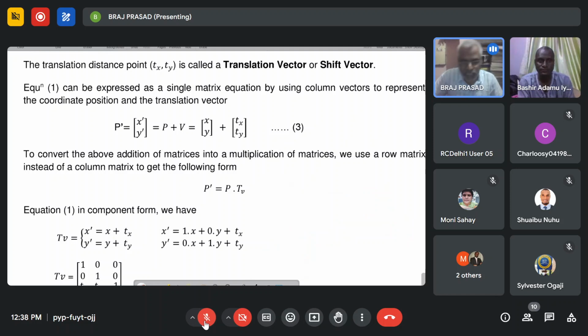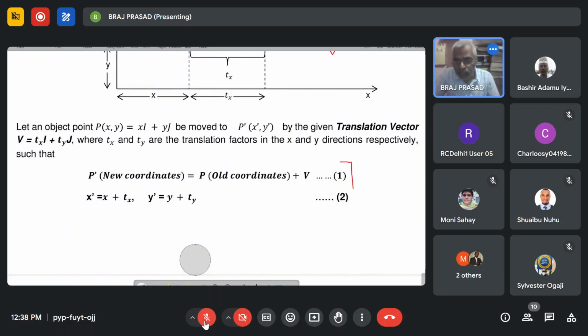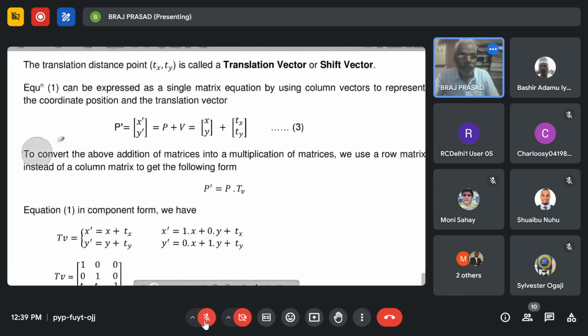Calculation of that coordinate will be simpler if we convert these mathematical formulas into a matrix form, then we can calculate the coordinates of multiple points in a short time. So how will we convert all these mathematical terms into a matrix form? For that, we will use this concept. The translation distance px and py is called the translation vector, or it is sometimes also known as the shift vector.